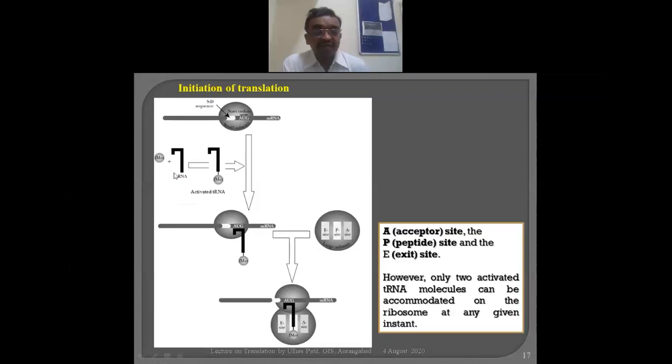activated tRNA. How the tRNAs get activated, we already know. It is a two-step process. But first, the tRNA which codes for AUG, the codon for methionine, is the activated tRNA. Now this tRNA comes. Here there is a complementary sequence.